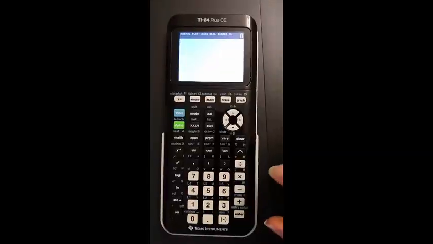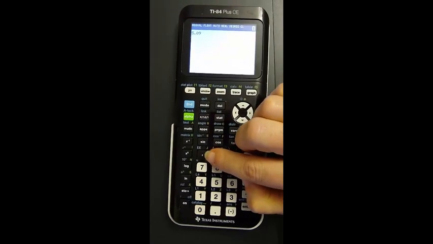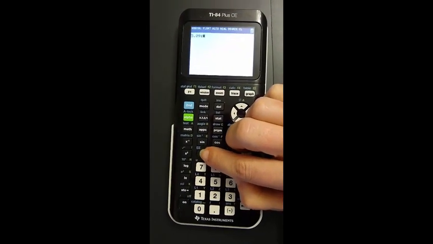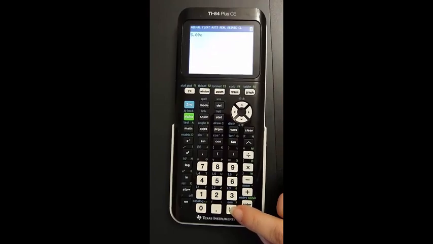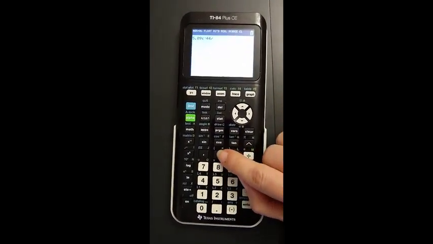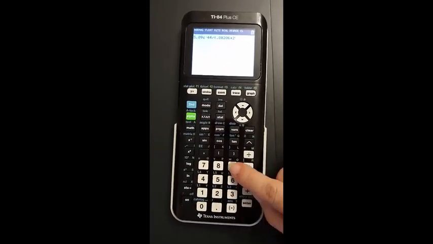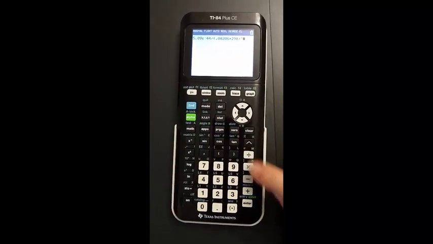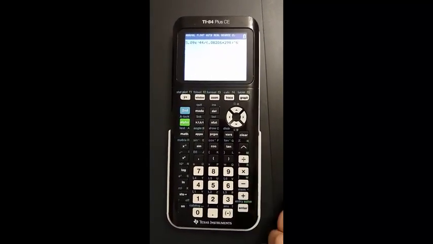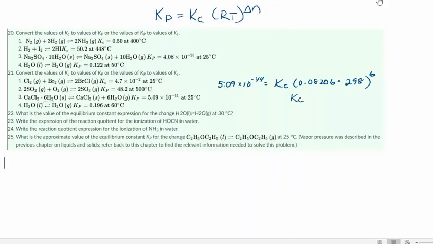power. So in the calculator, I put my 5.09, then I use my second function and this comma, which gives me the EE. That gives me my scientific notation. I'm raising that to the negative 44th. Then I'm going to divide that number by the product of my R value times temperature, and I need to raise that product to the 6th power. So I get a Kc value equal to 2.38 times 10 to the negative 52.